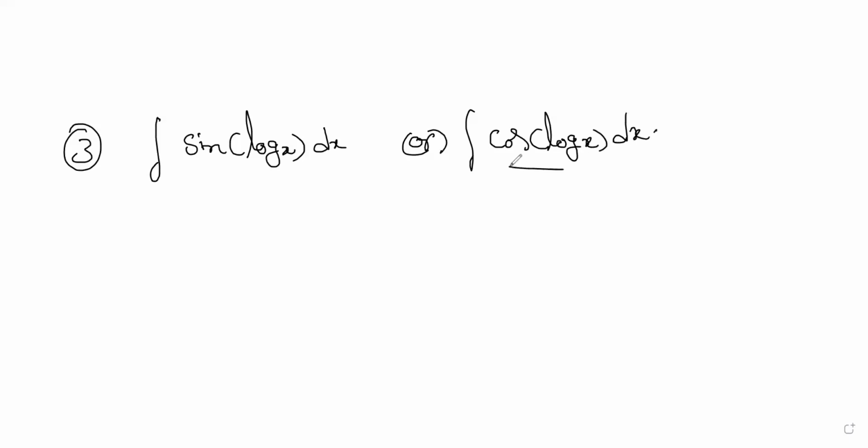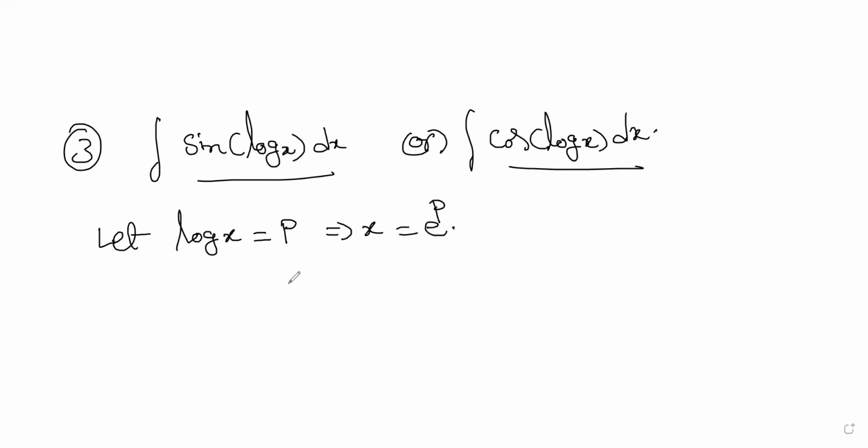So how do you solve such an integral, sine of log x and cos of log x? The only thing you have to do is assume let log x is equal to p. Then x is e power p. What is my dx? This is the substitution I do. dx is e power p dp. Now you see the first integral transforms to sine of log x, that is sine p. Instead of log x, I substitute p, sine p. And my dx part is e power p dp.